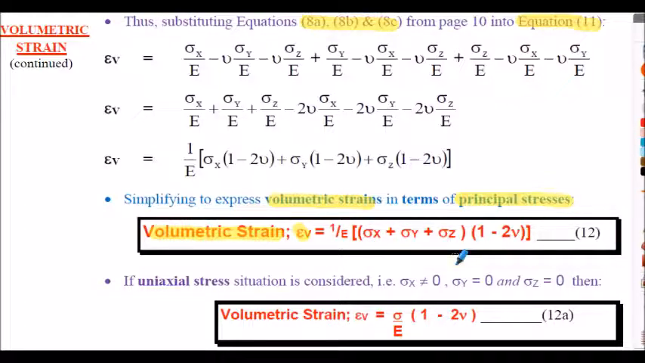And if you do have a uniaxial situation, just a pure single load or stress applied, that's what a uniaxial stress situation is. So your stress x will not be 0, but your stress y and your stress z will be 0. So for a uniaxial stress situation, the volumetric strain simplifies to this expression here shown in equation 12a. Okay, so again, different problems can involve different equations. There's no point in using equation 12 in a uniaxial stress situation. You can use 12a, the slight simplification of it. Okay, so that's volumetric strain defined for us there.